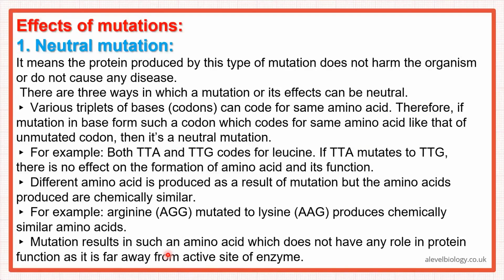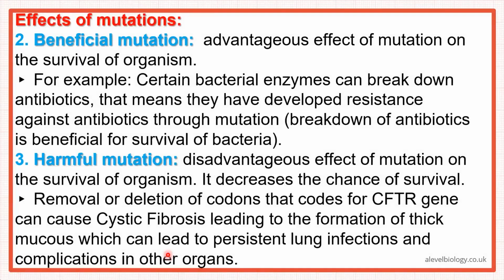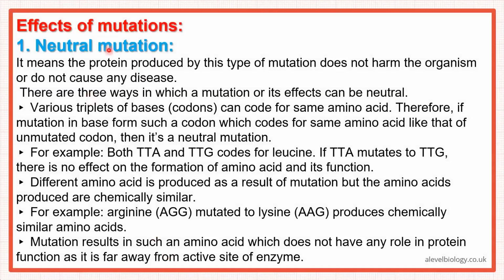Okay, now let's talk about the effects of these mutations. We can have neutral mutations, beneficial mutations and harmful mutations, right? So let's talk about the neutral mutations. Neutral mutation means that the protein which is produced by this type of mutation does not harm the organism or cause any disease. Because even if there's a mutation, the sequencing of base pairs changes, right? It codes for a different amino acid, right? So the protein that is produced with this type of mutation, if it does not cause any harm to the organism and is not causing any disease, we call it a neutral mutation.